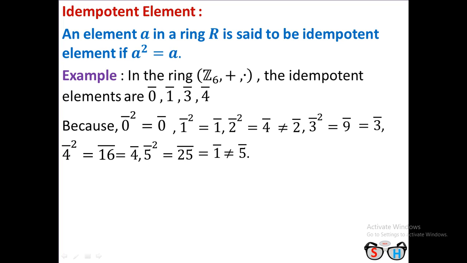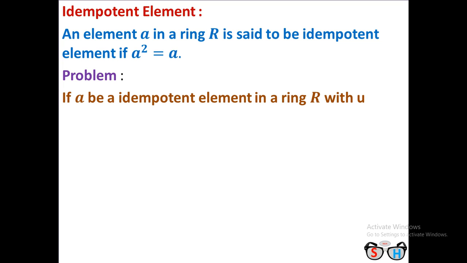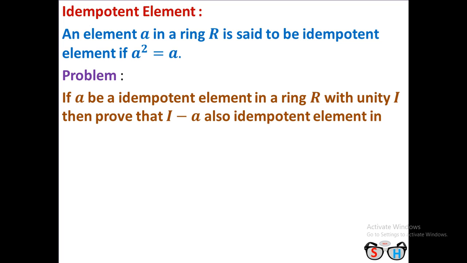However, please remember, in a ring, unity is always an idempotent element, because I square equals I, you know that. Now I discuss another problem. The statement is that if A is an idempotent element in a ring, then I minus A is also an idempotent element, where I is the unity of the ring. Suppose R is a ring containing unity I. In such a ring, if A is an idempotent element, then I minus A is also an idempotent element.